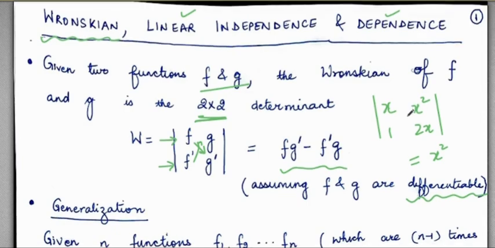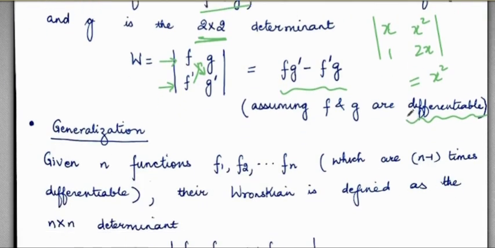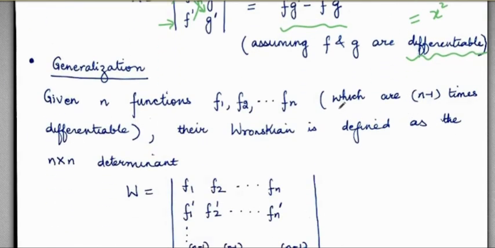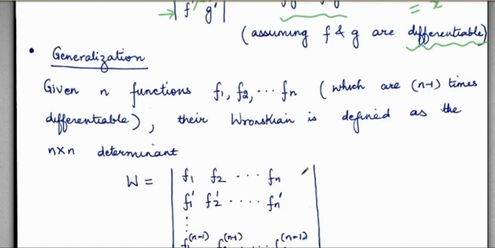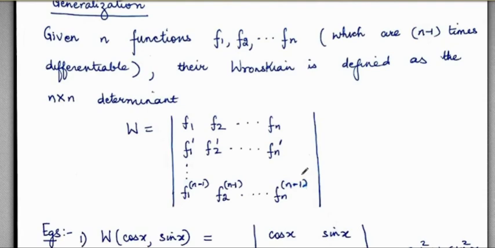Now we can generalize this definition to the Wronskian of n given functions, which are obviously n minus 1 times differentiable, because we'll be needing the n minus 1th order derivative of all these functions to define the Wronskian. Again you do the same thing. In the first row you take the functions, in the second row you take their first derivatives, in the third row you take the second derivatives, and so on, and in the last row you take the n minus 1th order derivative of all of them. So this will make sense if these functions are n minus 1 times differentiable.